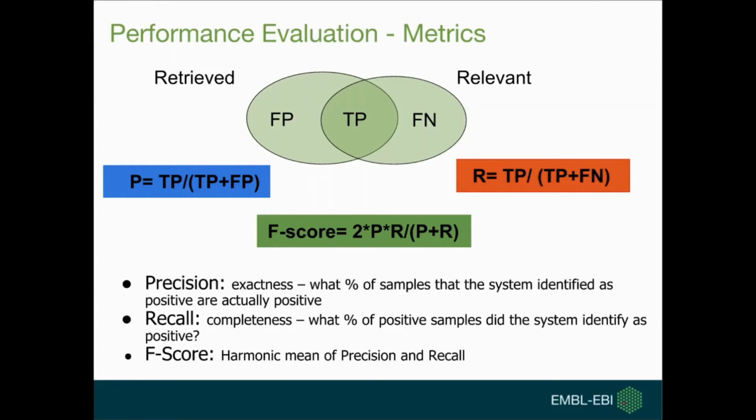Performance evaluation is an important issue for tool usage and development. There are three commonly used metrics for evaluating the performance of a text mining tool. These are precision, recall, and F-score. We can explain how to estimate these values based on an example.